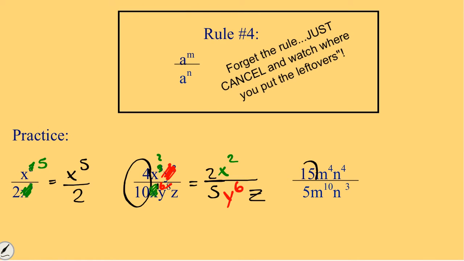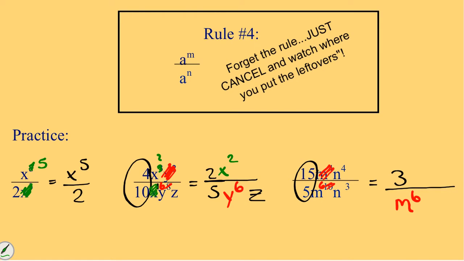In my next one, 15 over 5 reduces. 15 divided by 5 is 3. And that would be on the top of the fraction. You could think of it as 3 over 1. Canceling my variables here. M to the 4th, m to the 10th. 4 will cancel, so I'm going to cross out 4 of them. Cancel 4 from the 10 leaves me with 6. They are on the bottom.